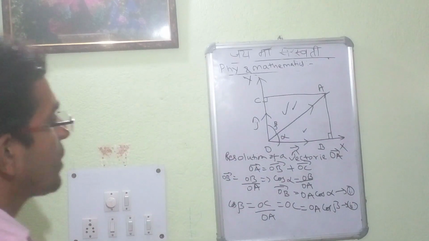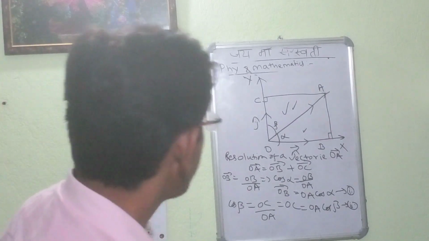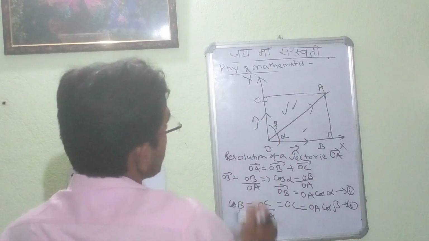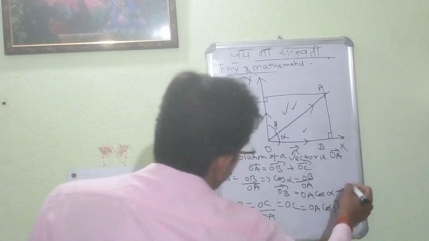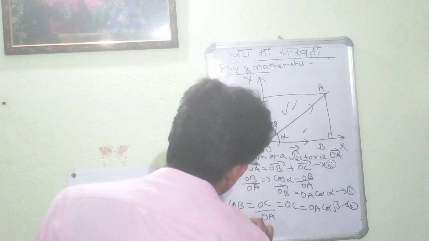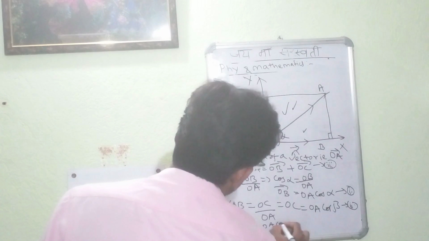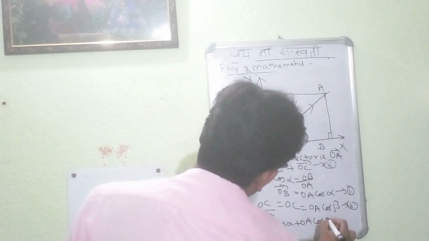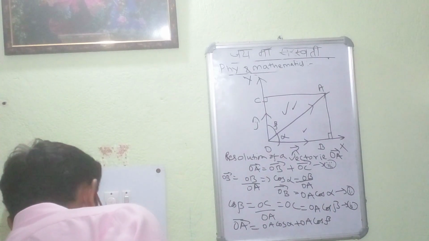So we had got the requisite equation. We had resolved and written both the vectors, that is OB vector and OC vector, in terms of the resultant, that is OA. And now we will be substituting these two values in equation number 3. So OA is equal to OA cos alpha plus OA cos beta.